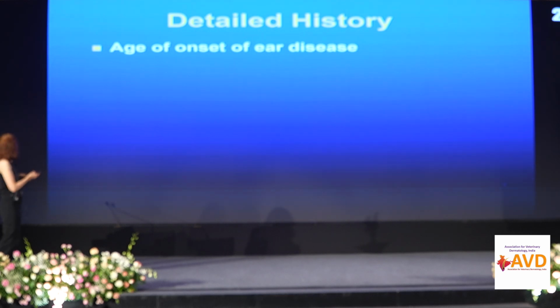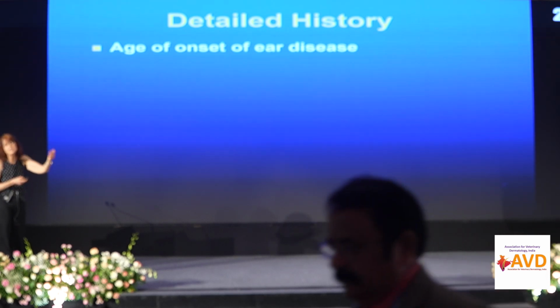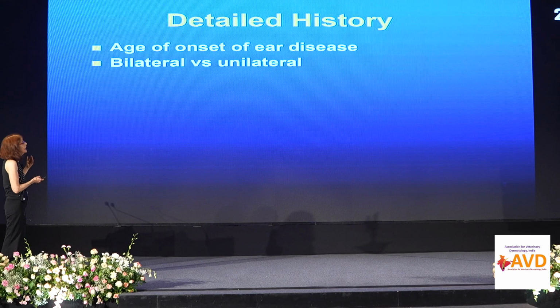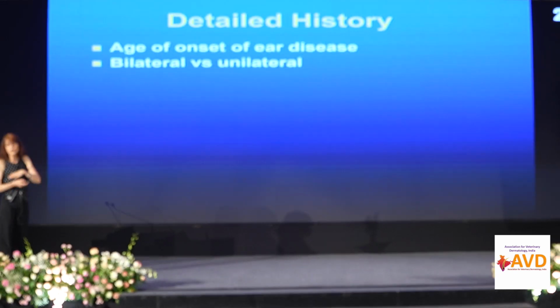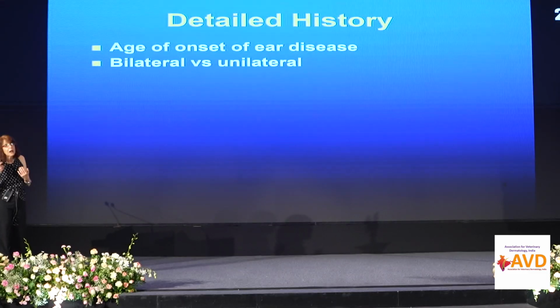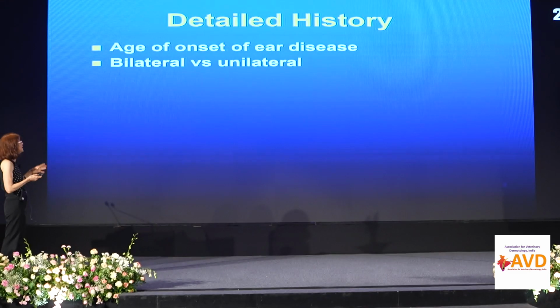So history: age of onset of ear disease helps you determine the chronicity and also helps to some extent as you start formulating your list of differentials. Is it bilateral or unilateral? Most cases you see are bilateral. Cases that will be unilateral, again, foreign body and tumors, okay, or inflammatory polyps, typically, but they can be bilateral also.